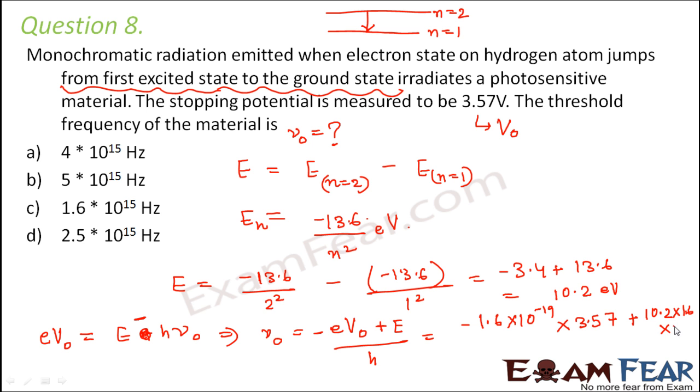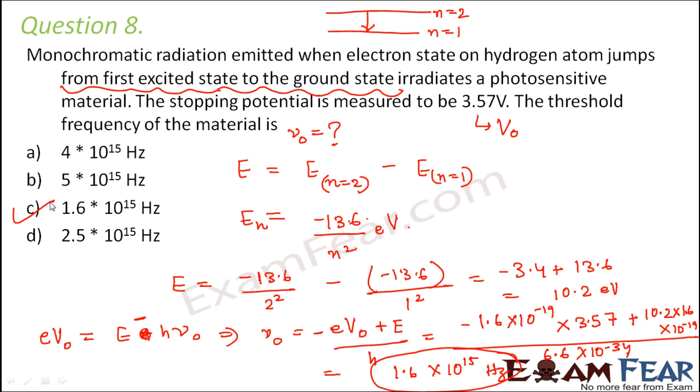So change it into joules. 1.6 into 10 to the power minus 19 divided by h, which is 6.6 into 10 to the power minus 34. So once you calculate it, you get the value of nu is equal to 1.6 into 10 to the power 15 hertz. So option C is the correct one.